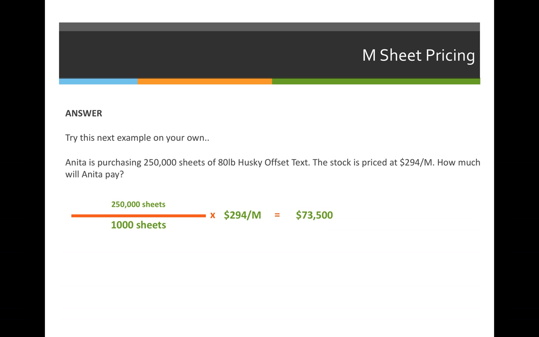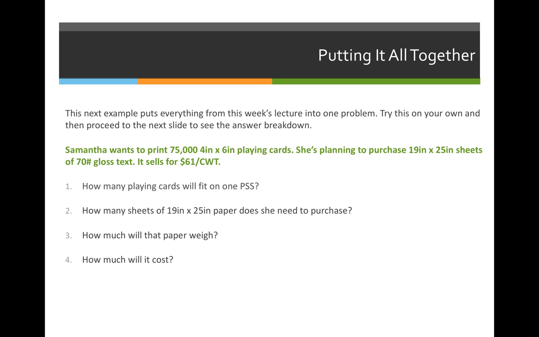Okay, hopefully everyone made it to this video and they feel comfortable identifying the M-sheet and CWT pricing formula, and you understand that the difference between them is that M-sheet is the price per 1,000 sheets and CWT is the weight of paper. So your input values must be weight of paper versus sheets of paper. Now that we're all on the same page, let's put everything we've done in this lecture together and run through a couple of examples.